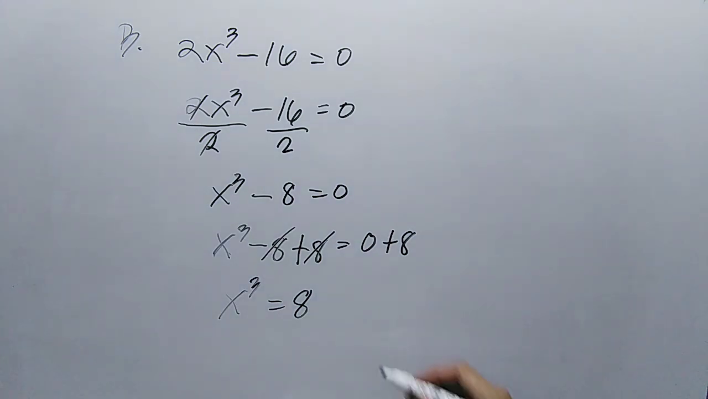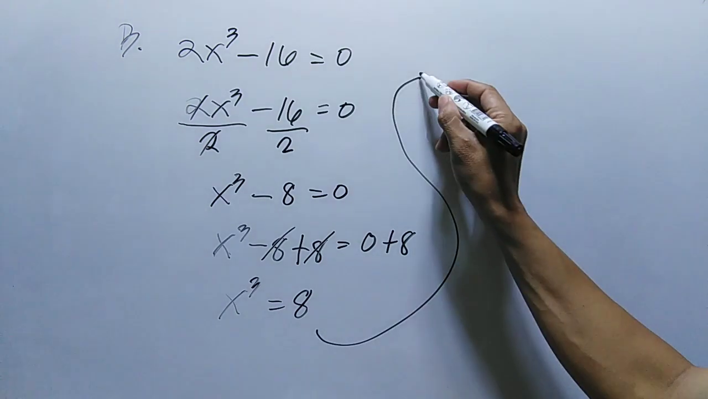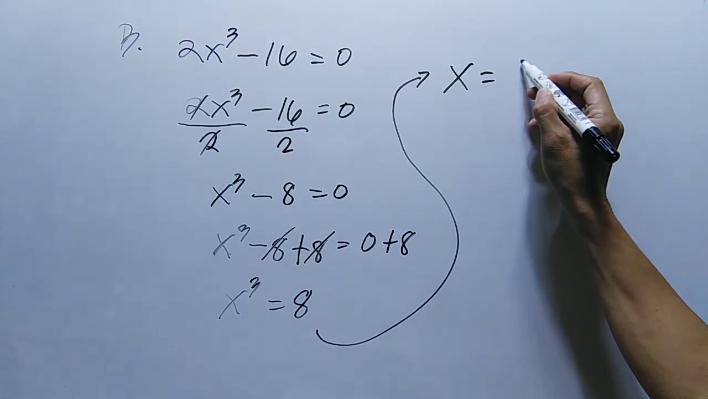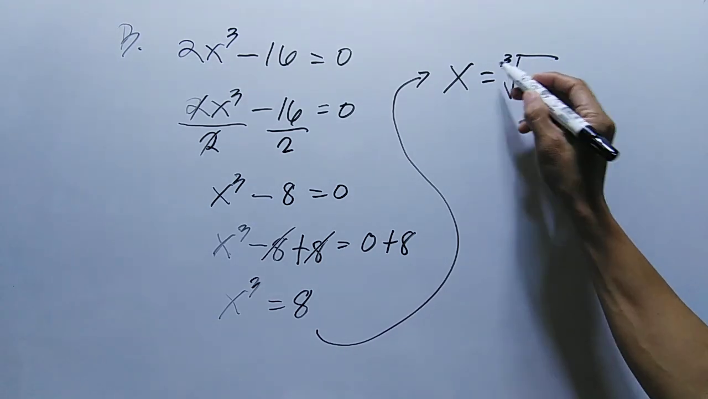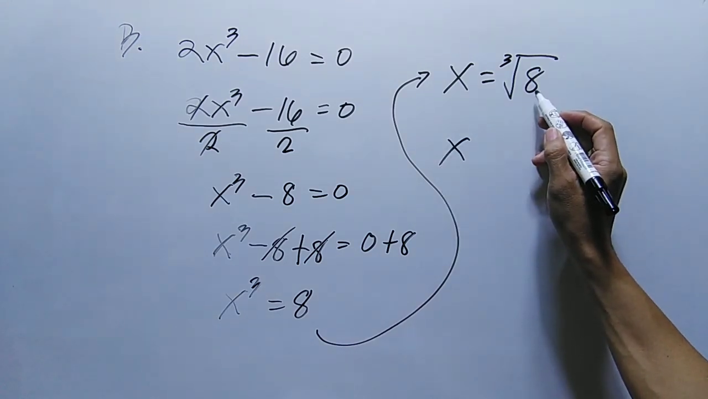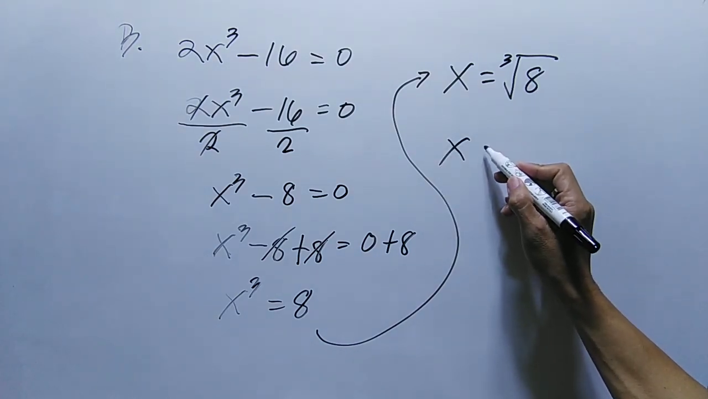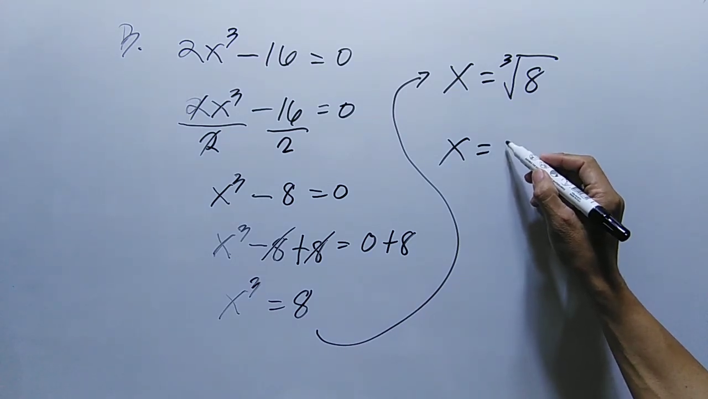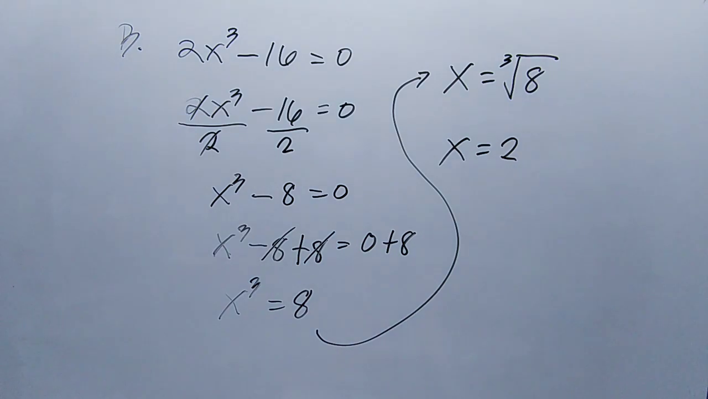Okay? Then, dito tayo sa taas para makita. So, x, wala na yung cube dyan. Lagay natin dito sa cube root of 8. Then, x, anong cube root ng 8? 2 times 2, 4 times 2, 8. Therefore, yung final answer natin dito, x is equal to 2. Okay, bye-bye.